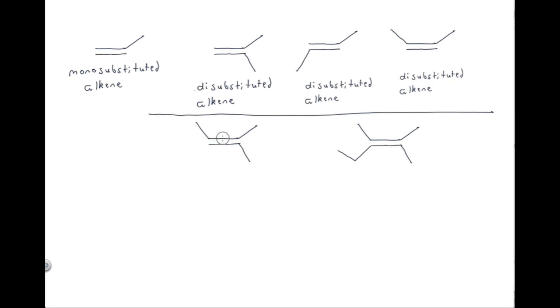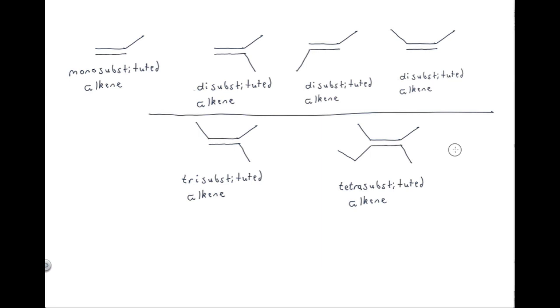What would you call this? This is a trisubstituted alkene because it's attached to three carbon chains. Tri is a prefix that means three. What would you call this? This is a tetrasubstituted alkene. Tetra is a prefix that means four, and this alkene is attached to four carbon chains.